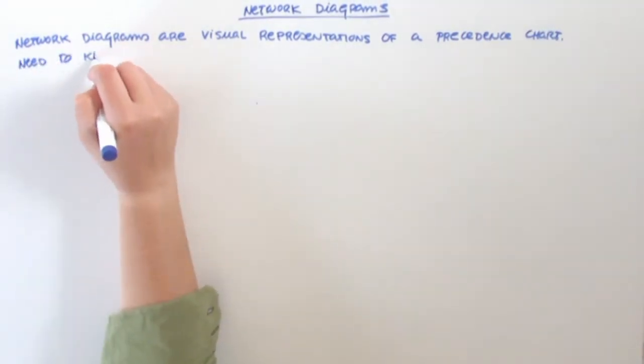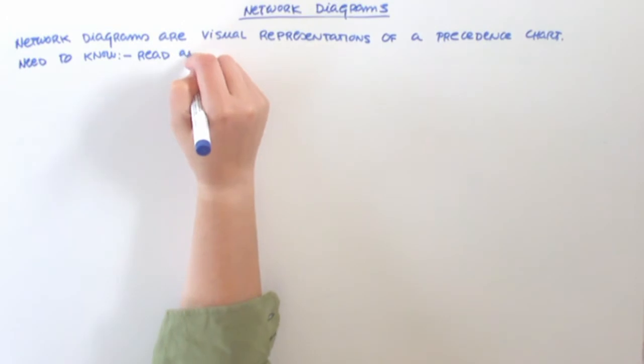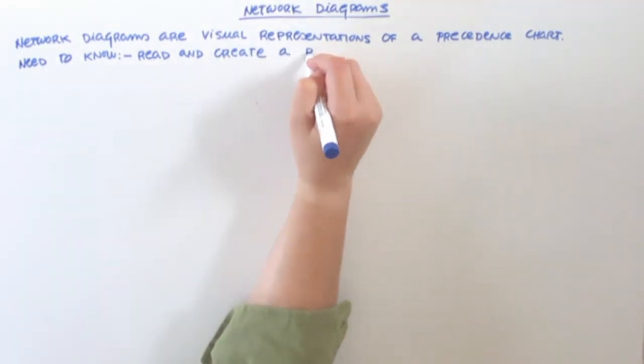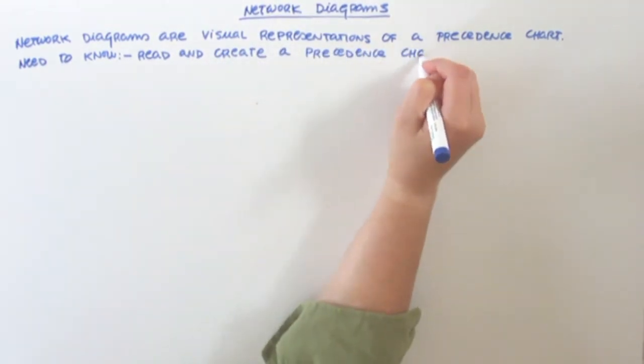So before I tackle one of these, I need to know how to read and how to create a precedence chart so I can work with it.